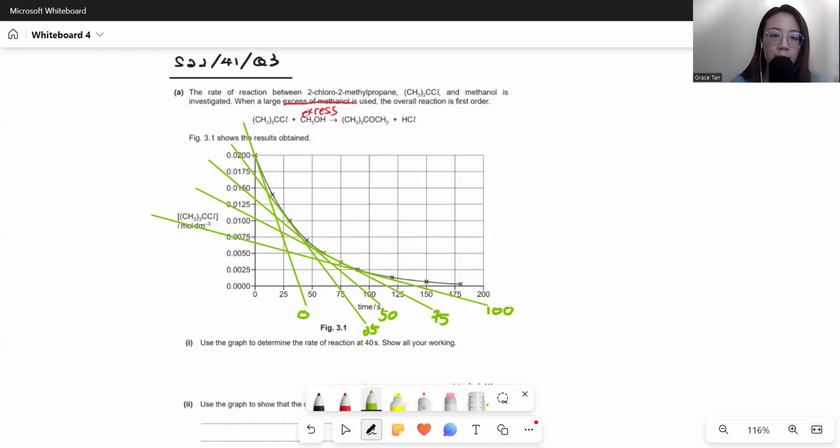Of course, because the reactant concentration decreases over time. So when you have lesser concentration, your rate will decrease. So the rate will decrease over time. Now, I need you to go and calculate the gradient here, and then you go and tabulate. I need you to tabulate like this.